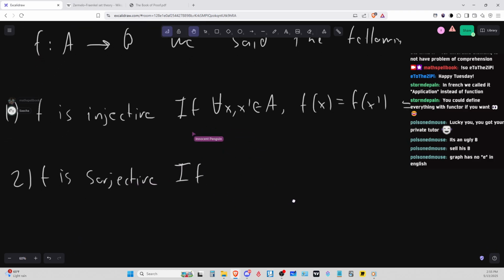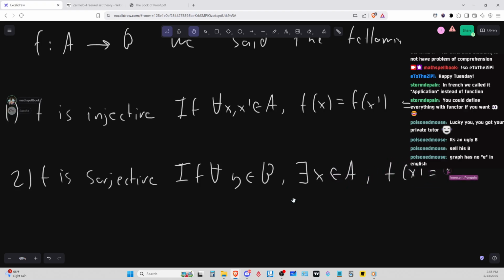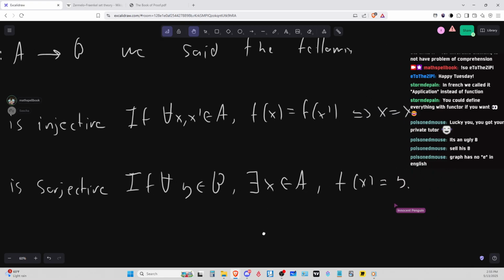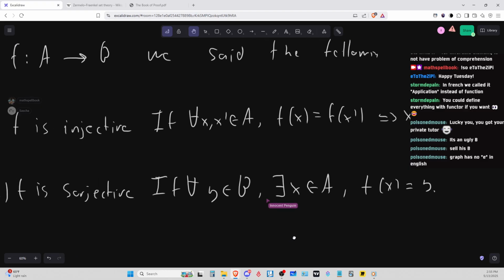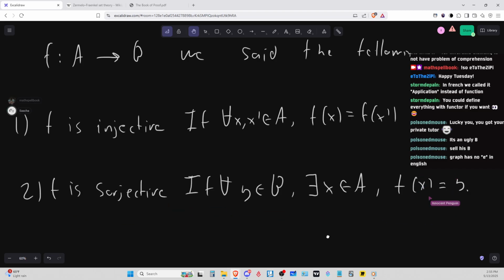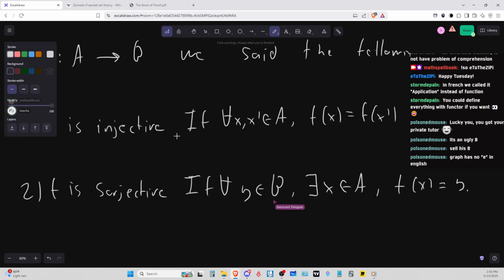And you also have surjective, which is something similar. What it says is that for all y inside of B, there exists some x inside of A so that f of x is equal to y. So surjective is also called onto. Basically, you have to think that every element inside of B has some input that's mapped to it. So this is onto. And I think injective is like one-to-one, right? Yeah.